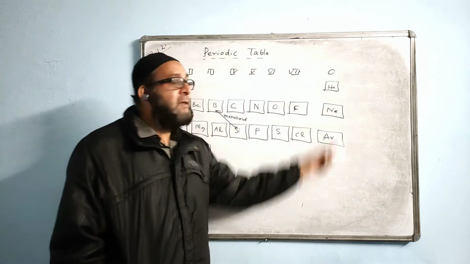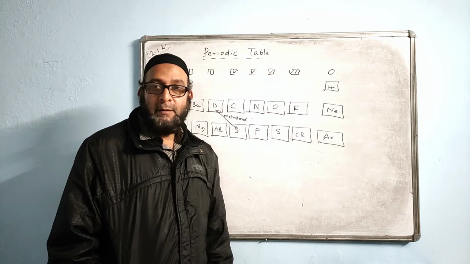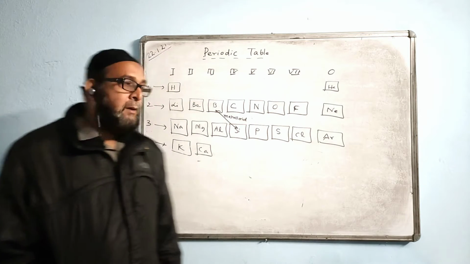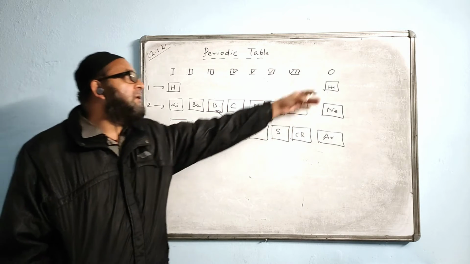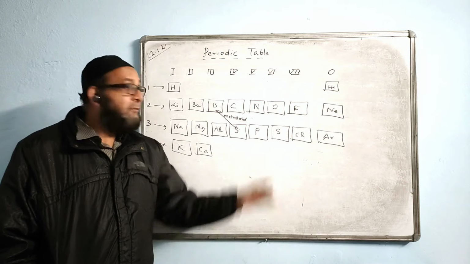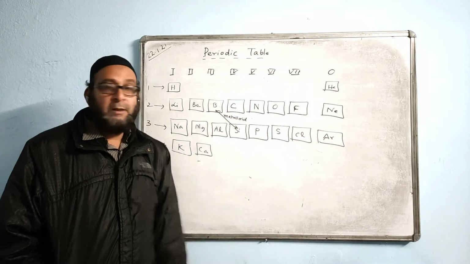So across a period which element will have the maximum IP? Always inert gases. Inert gases have very high value of IP. So for ionization potential, the highest value these inert gases will have. So you have to come till inert gases.